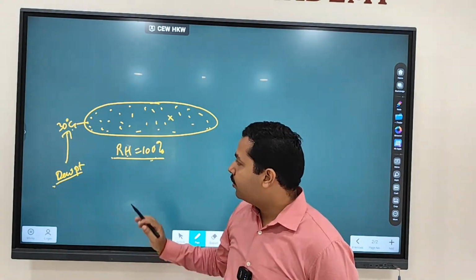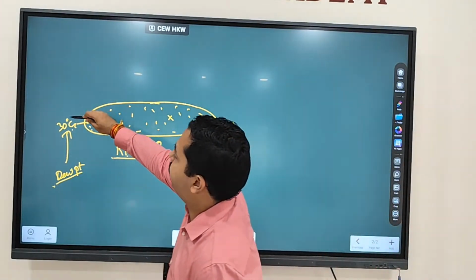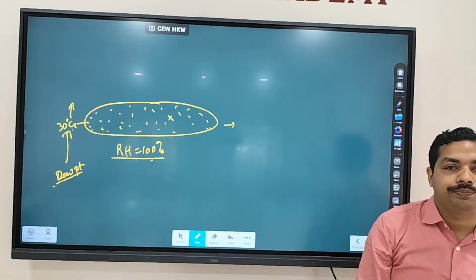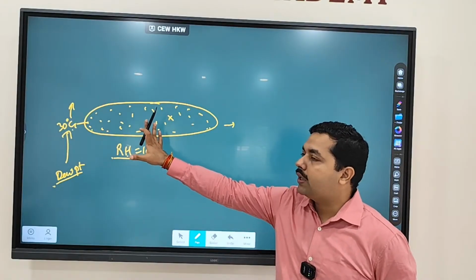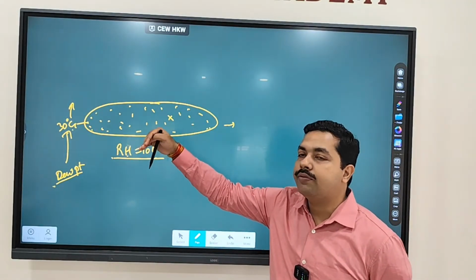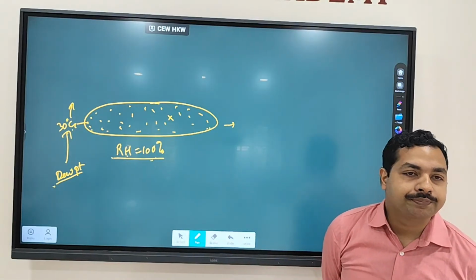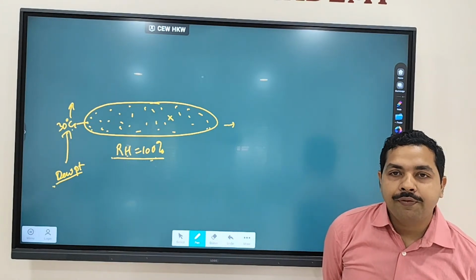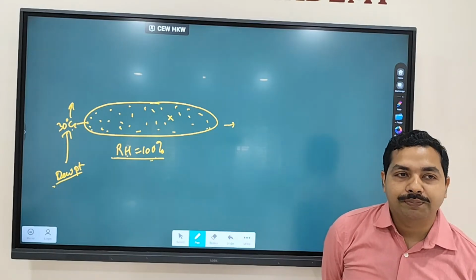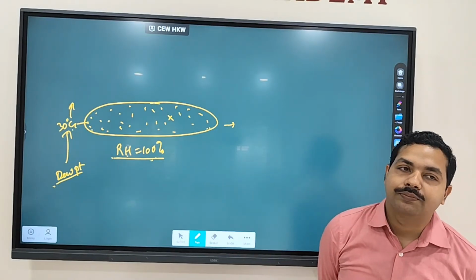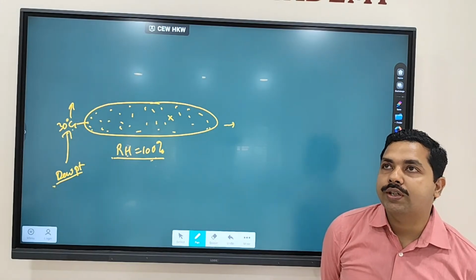Fine. Now, what will happen if you increase the temperature? The air temperature was 30 degrees and you saw the air becoming saturated. Now what is going to happen if you increase the temperature? Humidity also will increase. Anyone else? Humidity will decrease. Why? Because humidity contains moisture, so moisture content may reduce. Fine.